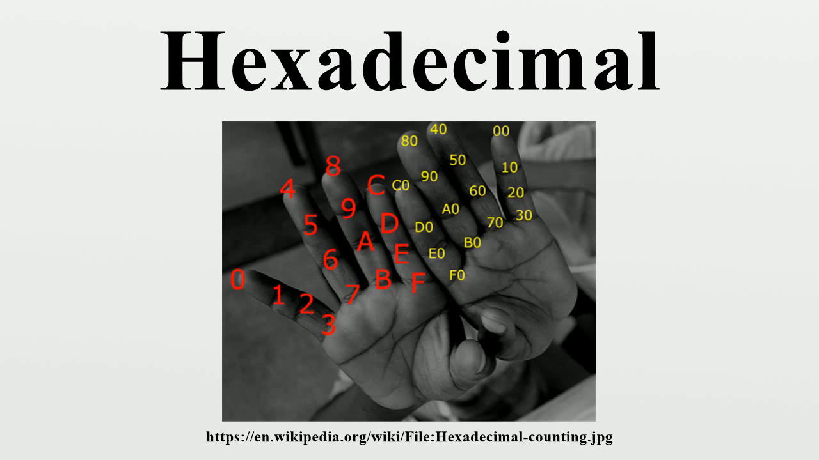159 base 10 is decimal 159, 159 base 16 is hexadecimal 159, which is equal to 345 base 10. Some authors prefer a text subscript, such as 159 decimal and 159 hex, or 159D and 159H.